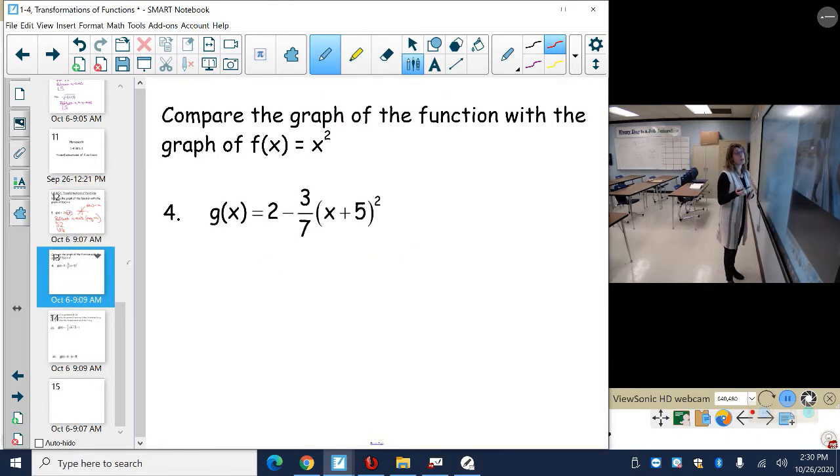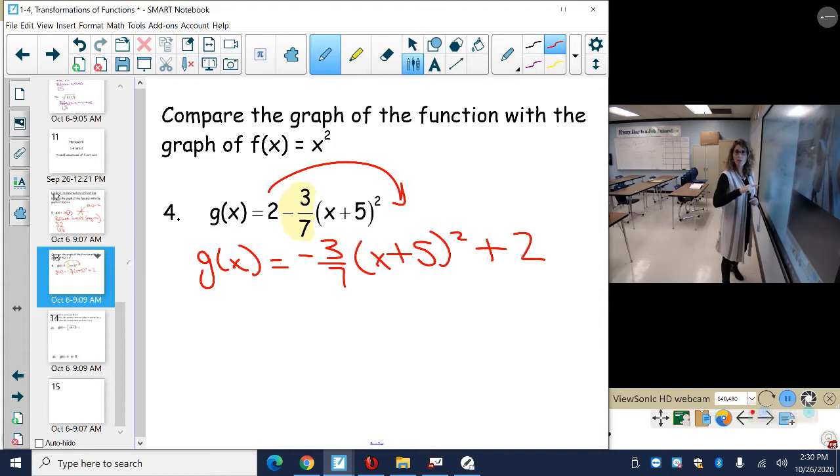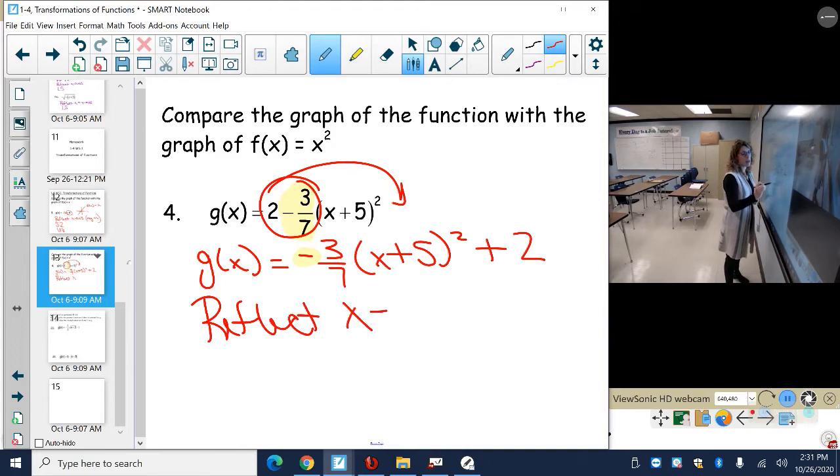Same exact concept except for number 4. You need to be very, very careful because we are swapping the positions. So this 2 should probably go down here at the end. So go ahead and rewrite this and make this negative 3/7 x plus 5 squared, and then tack on the 2 at the bottom because the 2 is actually moving this thing up. And a lot of times my students do something with this right here, and that is not what you should be doing. So from left to right, the negative right there is going to be on the outside. So this is going to be reflected over the x-axis again.